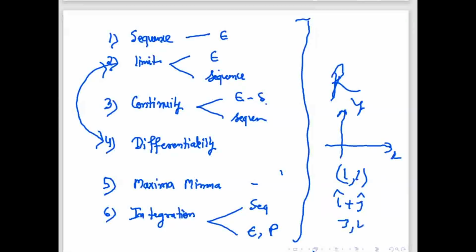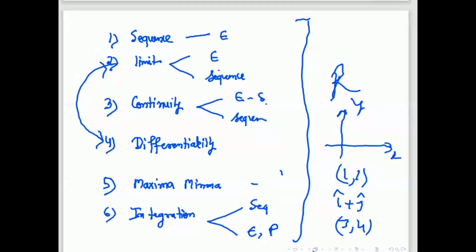These are some examples of a vector in 2 dimensions. Similarly, we can write in 3 dimensions also. So what is this i cap plus j cap? Directions, unit vectors along the directions. i cap and j cap are orthogonal unit vectors, the unit vectors along the x direction and y direction.